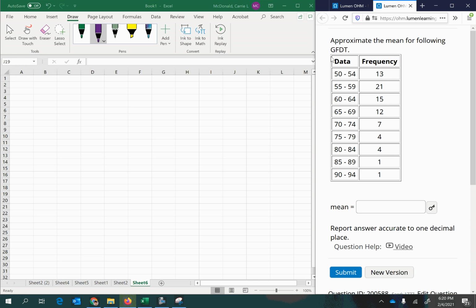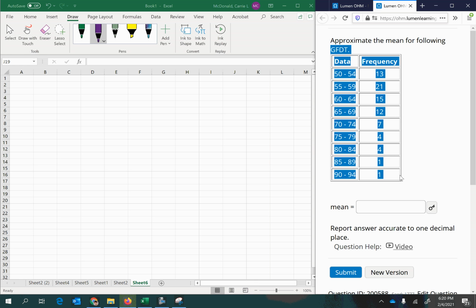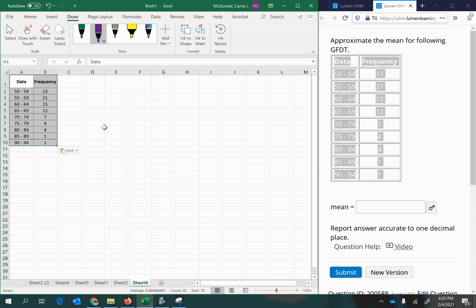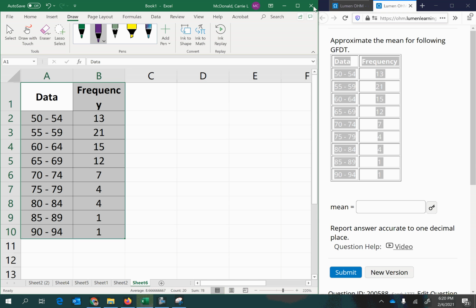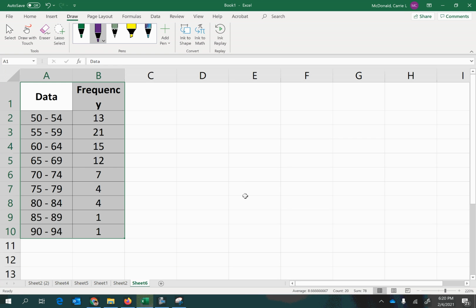This question asks us to approximate the mean from this grouped frequency distribution. So we're going to go ahead and copy the data into Excel, and we're going to estimate the mean.